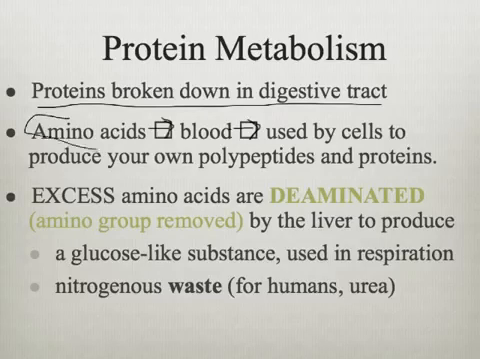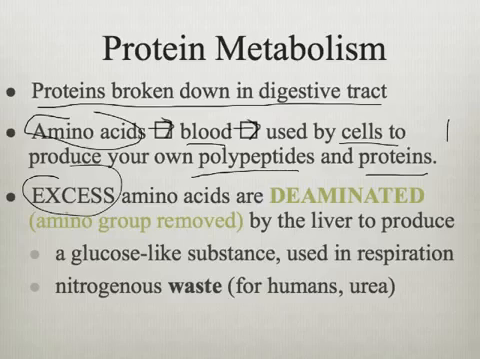So those amino acids are going to enter your blood, and the first thing that's going to happen is cells are going to take them out of the blood, and they're going to use them to build new polypeptides and new proteins. Okay. So that's the first step, step number 1. But sometimes you might have some extra amino acids.